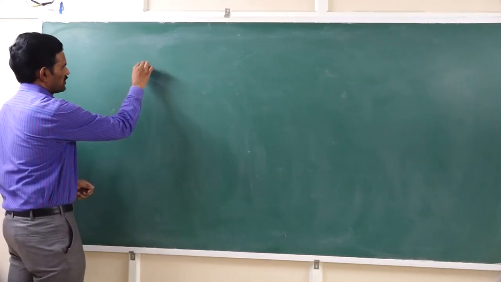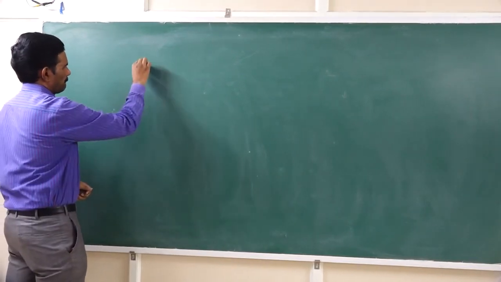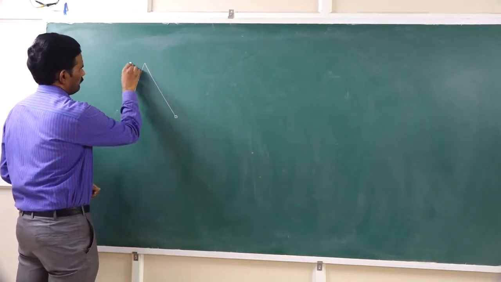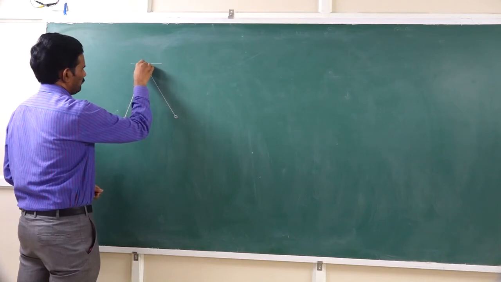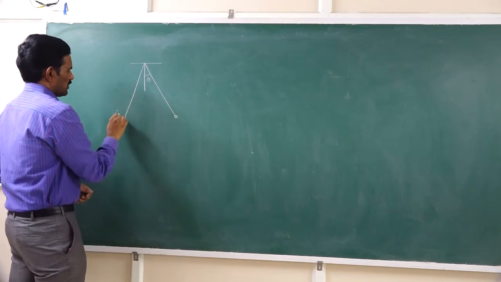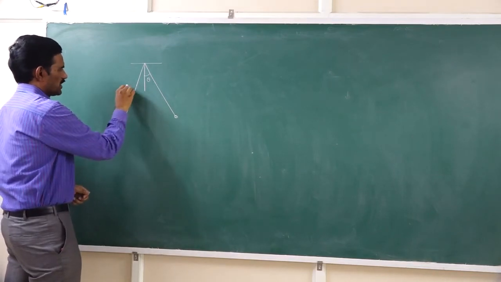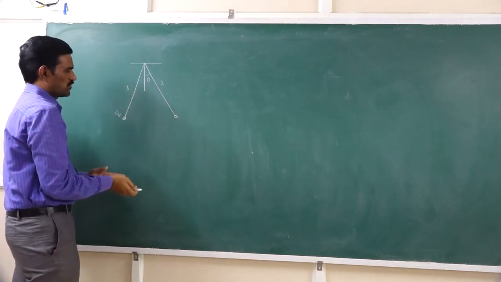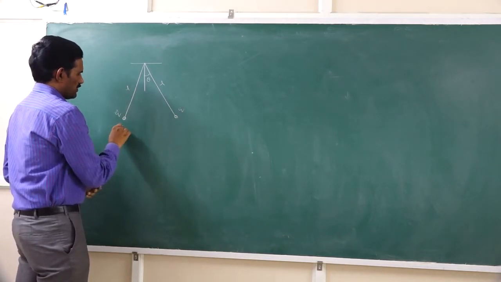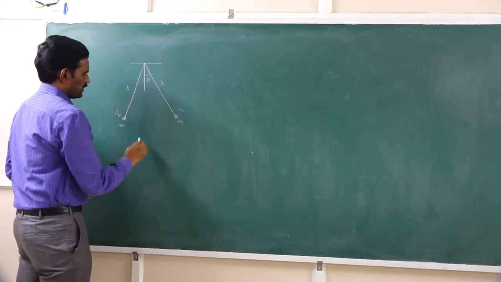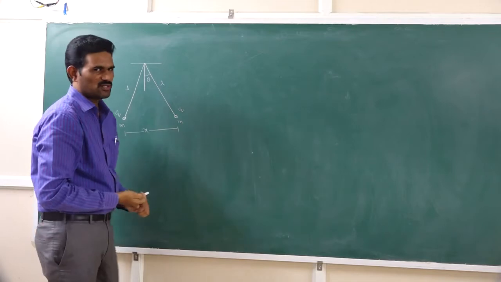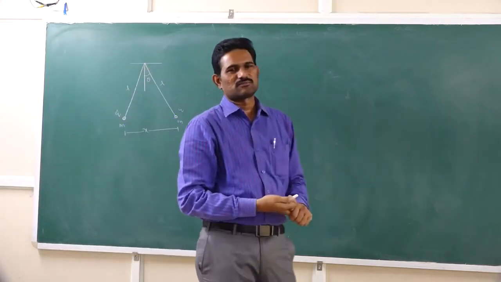This pendulum arrangement here. Two identical pendulums are suspended from the same point and they are carrying the identical charge Q and a mass M, and at the given instant the separation between those two charges is x.